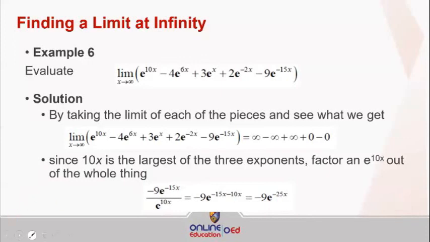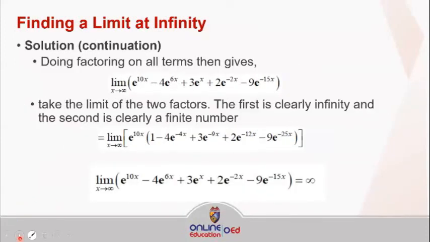For the continuation, doing the factoring on all terms, then we have here the limit where e raised to 10x minus 4e raised to 6x plus e raised to x plus 2e raised to negative 2x minus 9e raised to negative 15x, where our x is approaching infinity. And ayan na siya. So we have to take the limit of the two factors. The first is clearly infinity and the second is clearly a finite number. So dito, if factor natin siya with the highest, which is the e raised to 10x, ang magiging answer natin is we have the e raised to 10x minus 4e raised to 6x.